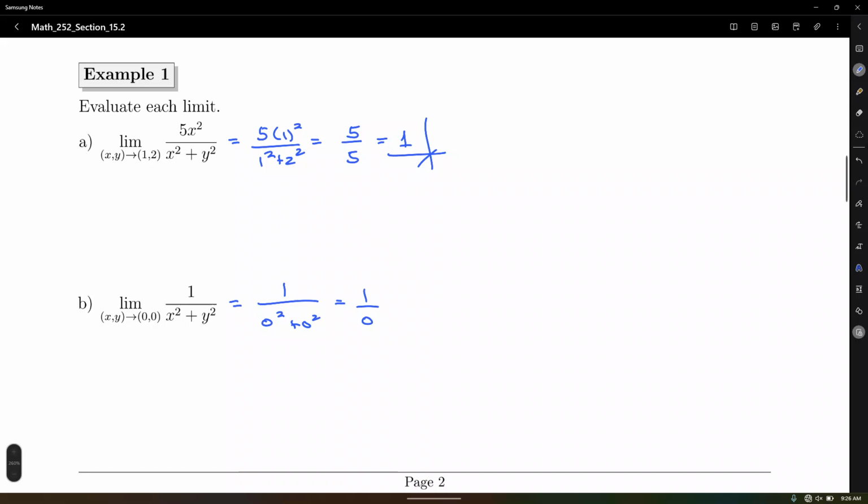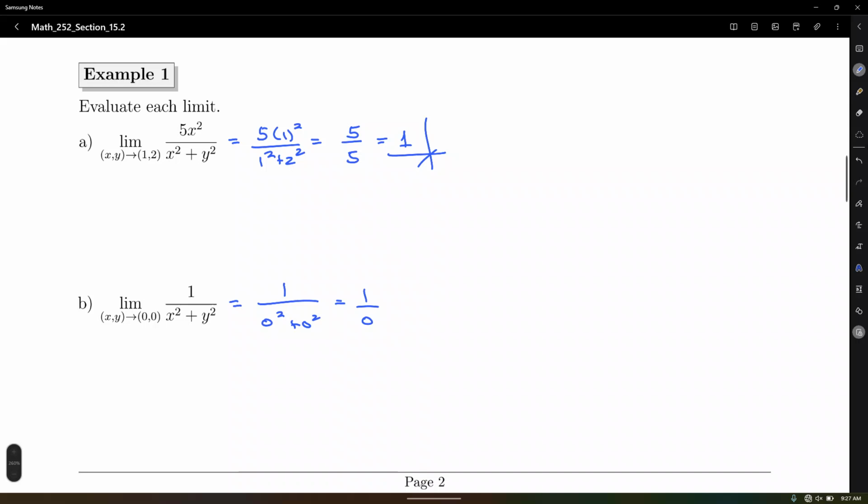Undefined is for functions. Functions are defined or undefined, as opposed to limits, which exist or do not exist. Even though the mechanics look very similar, substitution, etc., the concept behind the way we distinguish between the two is just this vocabulary. What about this one? What's 1 over 0? Not undefined again.